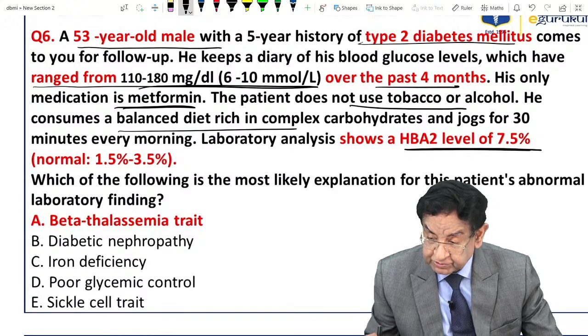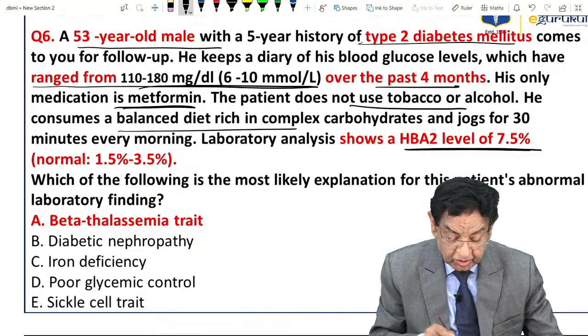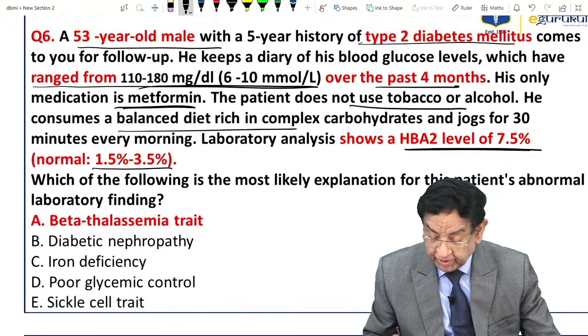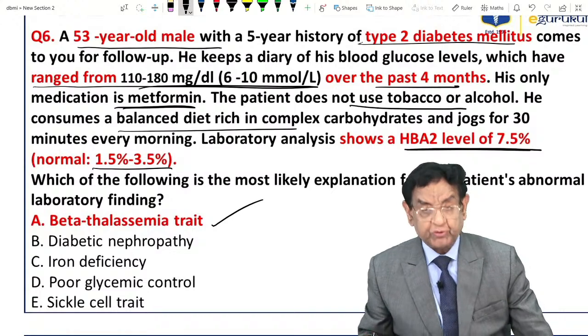HbA2 has increased to 7.5. Normal is 1.5. What is this? This is beta thalassemia trait.